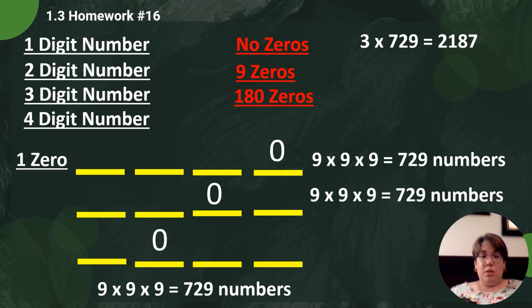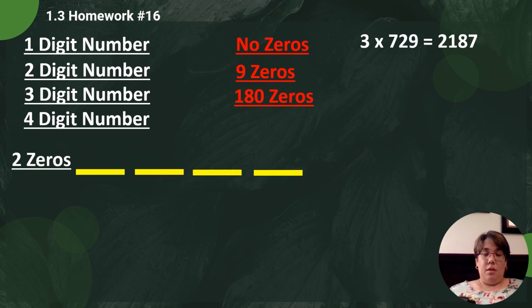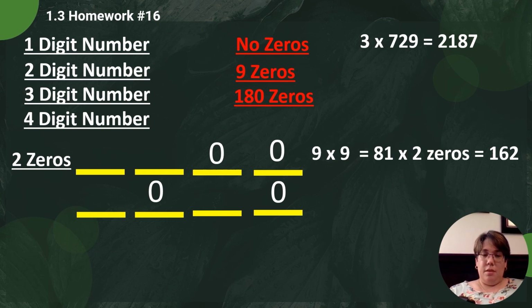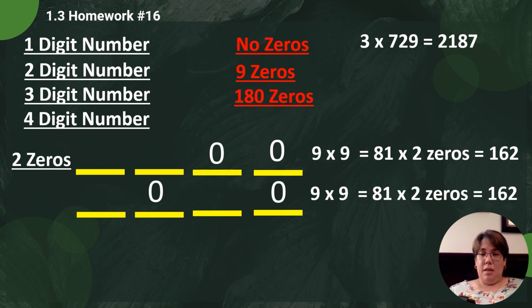Okay, now I'm going to look at 4-digit numbers that have 2 zeros in them. So I'm going to start out with 2 zeros at the end, then I can have 9 digits here, 9 digits here. So I'm going to have 9 times 9 times 2 zeros. That's 81 times 2 zeros, which would be 162. Now I'm going to move my zeros to 2 different places, and I'll have the same thing, 9 times 9 times 2 zeros would be 162.